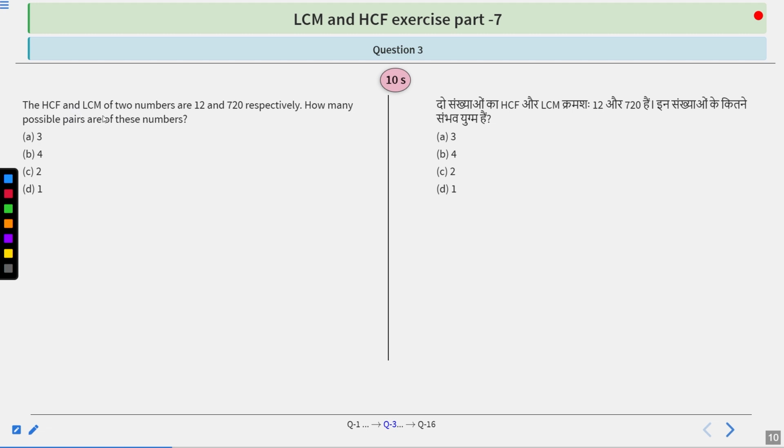The HCF and LCM of two numbers are 12 and 720 respectively. How many possible pairs are of these numbers? And options are 3, 4, 2 or 1. These are the options. And I'm giving you 10 seconds to find out the correct answer. After that, I will do the solution for you.